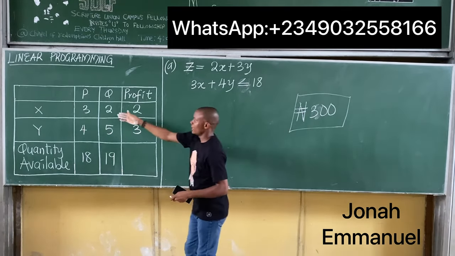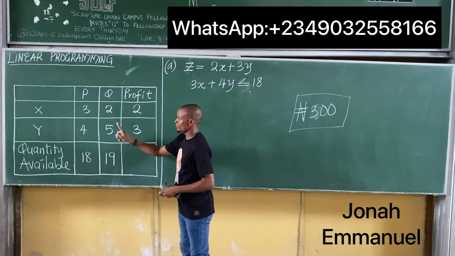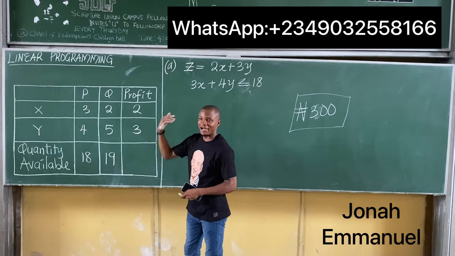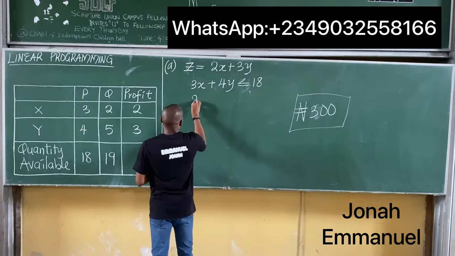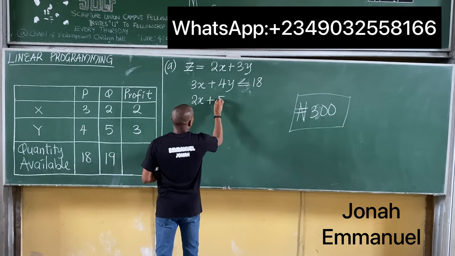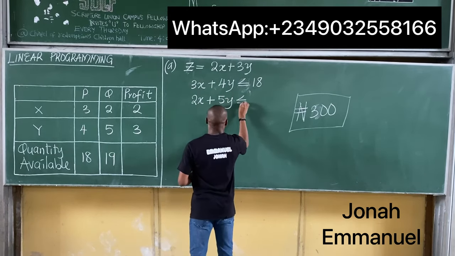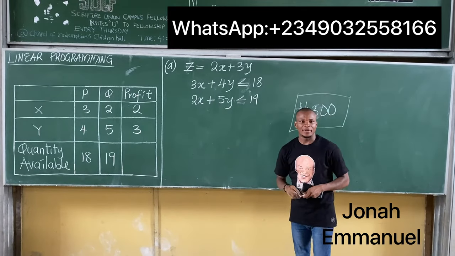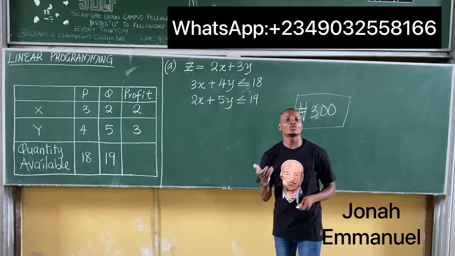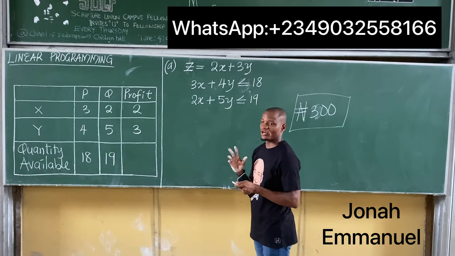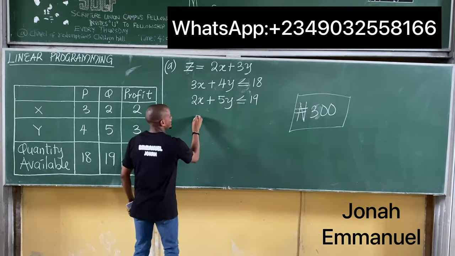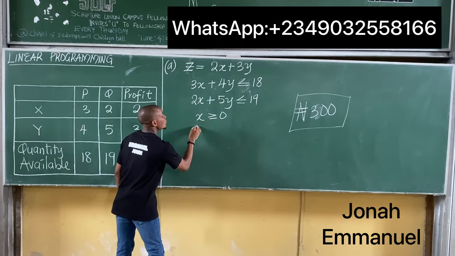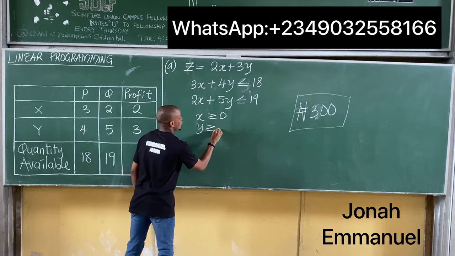The same thing happens here for Q. You can't spend more than the available quantity. So it becomes 2x plus 5y is less than or equal to 19. That becomes my second inequality. For the third and fourth inequalities, it's always x being greater than or equal to 0 and y being greater than or equal to 0.